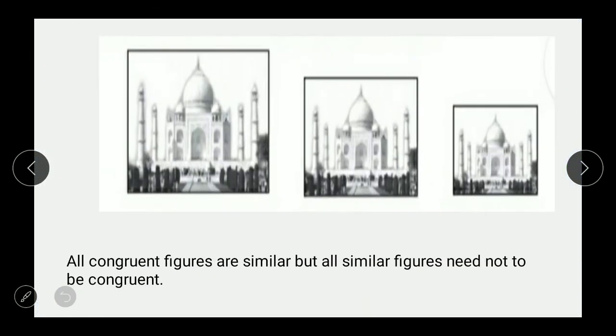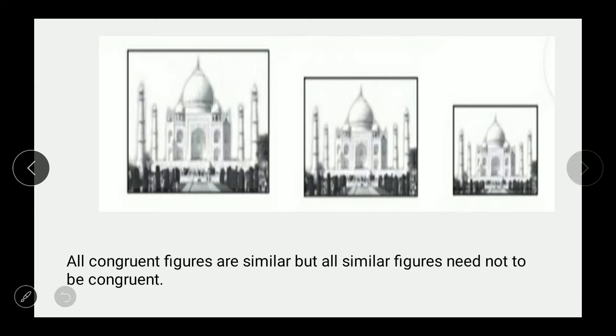Now, look at this picture. Here, I have the Taj Mahal in 3 pictures. They are all in the same shape, but the size is decreasing. Now, I can say these pictures are similar to each other. Students, can you say that these pictures are congruent to each other? No, because their size is not the same. So, we can conclude all congruent figures are similar, but all similar figures need not be congruent.